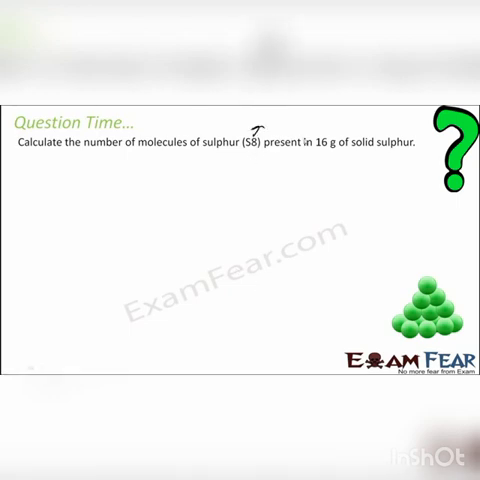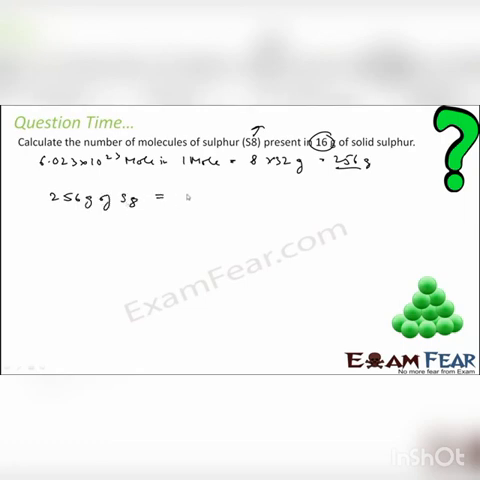The next question is calculate the number of molecules of sulfur present in 16 gram of solid sulfur. Number of molecules. See, 6.023 into 10 to the power 23 molecules in 1 mole. And that is nothing but 8 into 32 grams, that is 256 grams. So we know that 256 gram of sulfur molecule will have 6.023 into 10 to the power 23 molecules of sulfur.